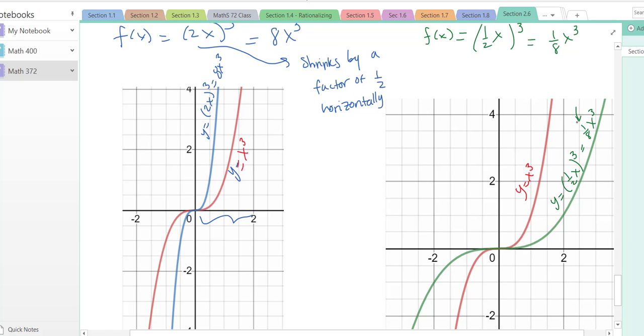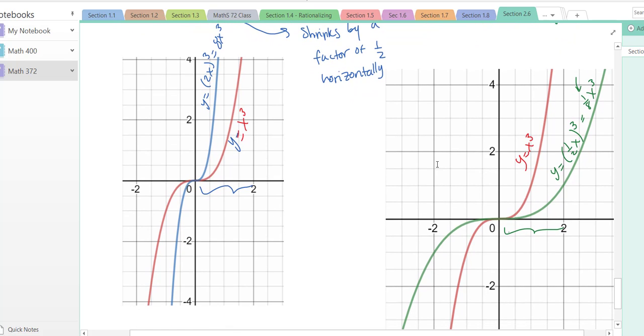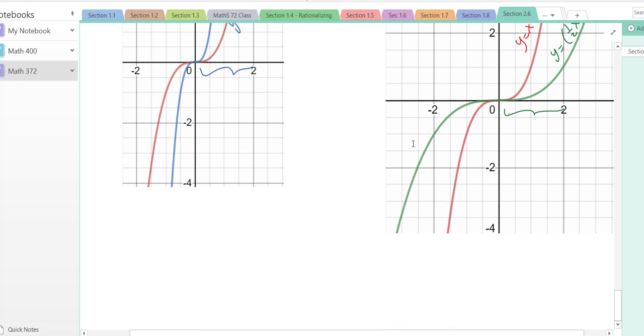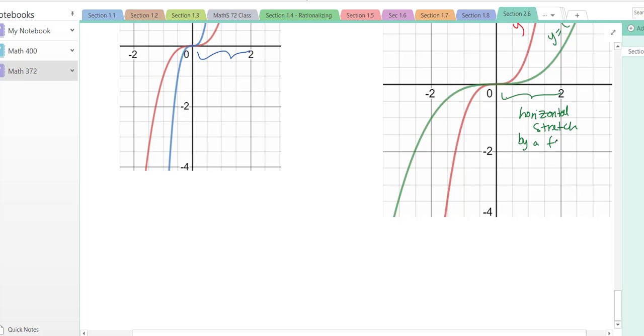So as a vertical shift, it's shrinking vertically, but horizontally it's being stretched. So again, focus on the region from 0 to 2. Notice how the green graph is a lot more stretched out horizontally, but it's shrunk vertically. There are different ways you can think of it, but essentially this is a horizontal stretch by a factor of 2.